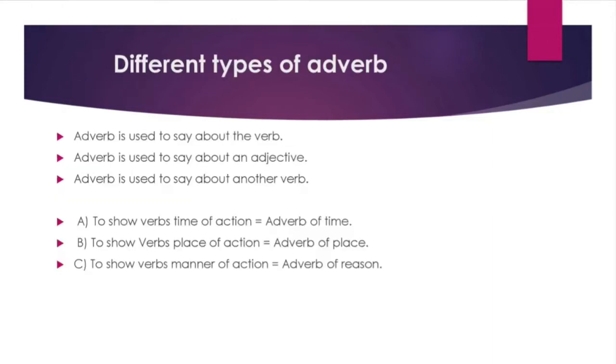Now, let us see what are the different types of adverb and their uses. An adverb is used to say something about a verb, about an adjective, and about another adverb. To show the verb's time of action, that is the adverb of time. It also shows the verb's place of action, the adverb of place. To show the verb's manner of action, and the adverb of reason, for what purpose.